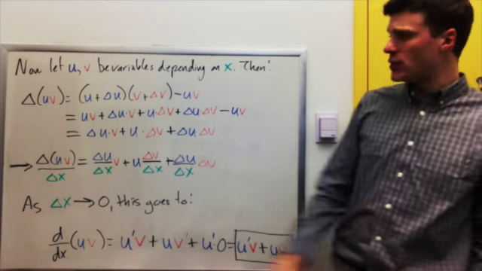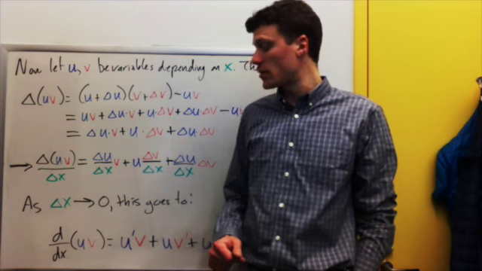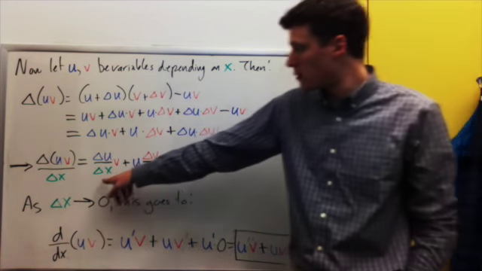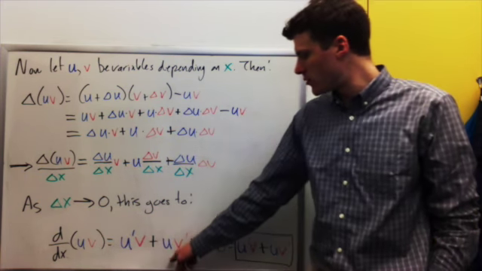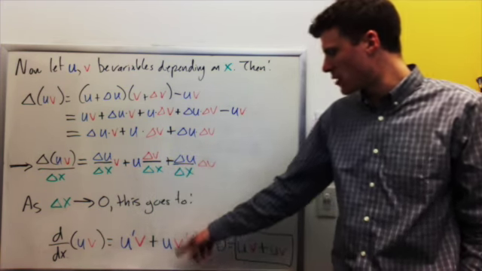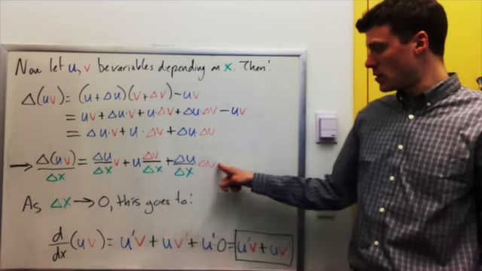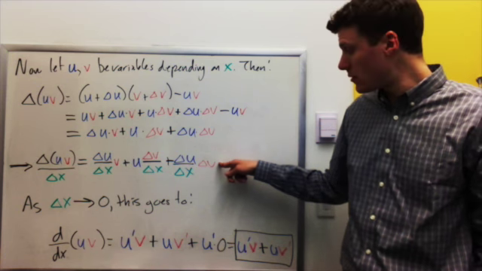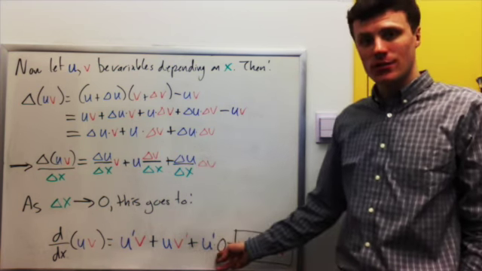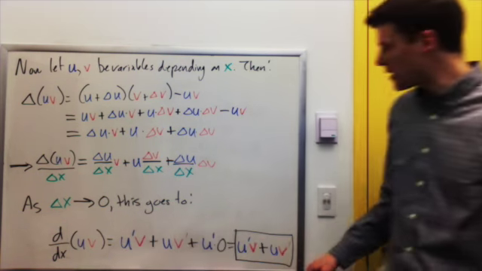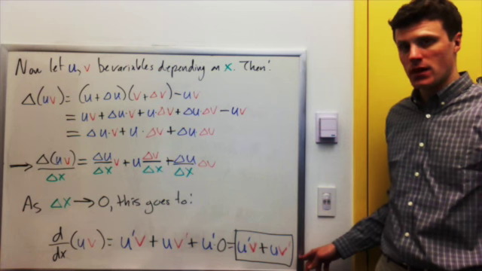As delta x goes to 0, delta uv over delta x is by definition d dx of uv. Well, what happens over here? Delta u over delta x goes to u prime, and v is just v. U is just u, and delta v over delta x goes to v prime. Delta u over delta x goes to u prime, but since delta x is going to 0, delta v will also go to 0. So this goes to u prime times 0. This piece right here doesn't matter. It's these two pieces. At the end of the day, what I'm left with is u prime times v plus u v prime. And that is the product rule.